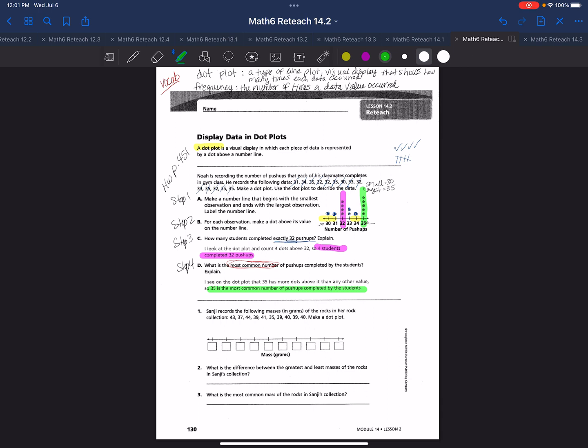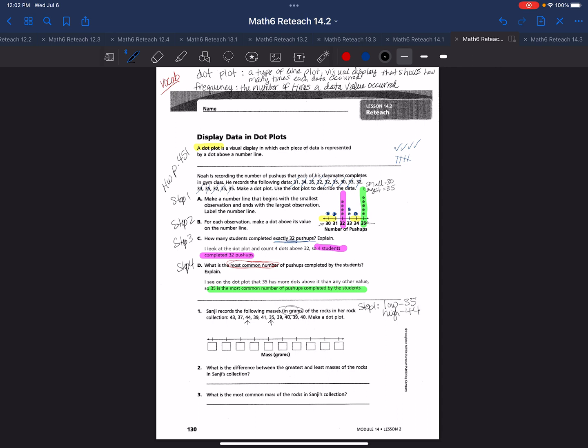Let's go ahead and work a couple examples here below. Sanji records the following masses in grams of the rocks in her rock collection: 43, 37, 44, 39, 41, 35, 39, 40, 39, 40. Make a dot plot. So step 1 is I need to find out what's the low number and what's the high number in my data set. So I can see that here 35 is the lowest number and 44 is the highest.